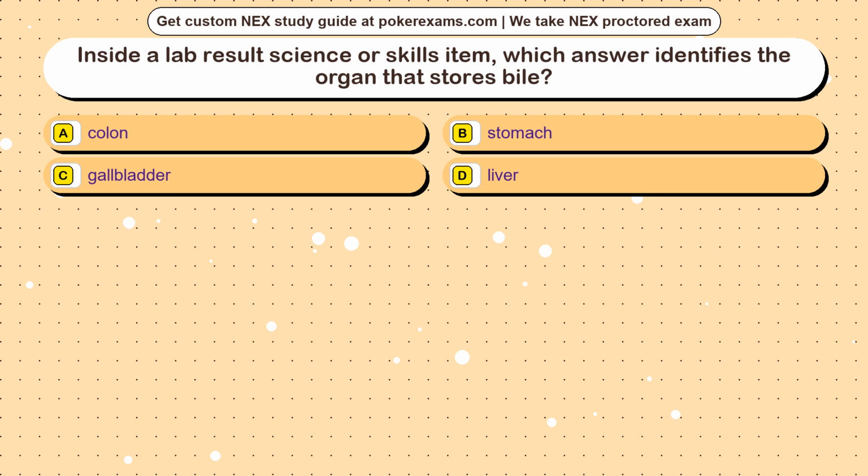Question 24. Inside a lab results science or skills item, which answer identifies the organ that stores bile? Option A, colon. Option B, stomach. Option C, gallbladder. Option D, liver.